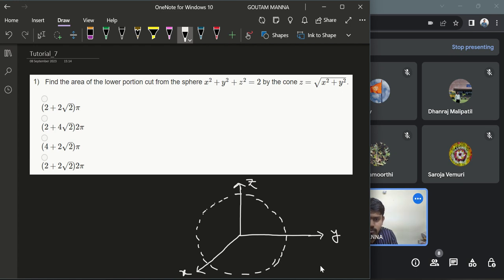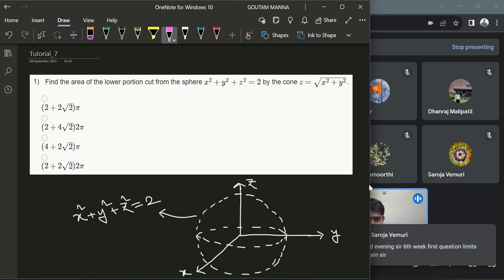So this is the sphere of radius root 2, whose equation is x square plus y square plus z square equals 2. Okay, so the radius is root 2, and so now I am drawing this cone.